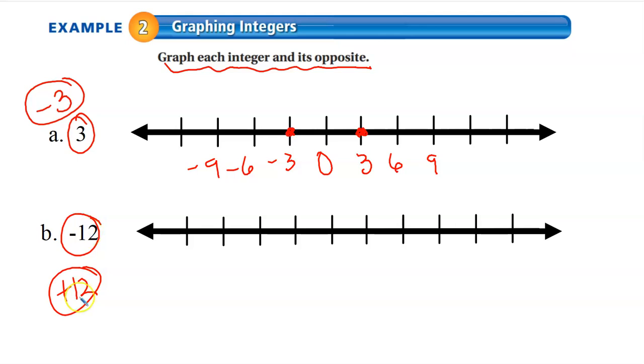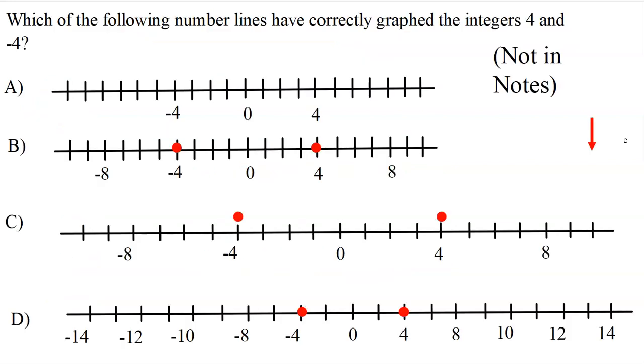Okay, for negative 12 and 12, I'm putting the 0 in the middle. And then I could skip count by 2s or 3s or even 4s. Let's skip count by 4s. So this would be 4, 8, 12. And this would be negative 4, negative 8, negative 12. So I put a closed circle on the positive 12 and the negative 12 here. Okay, so now we're graphing integers and its opposites.